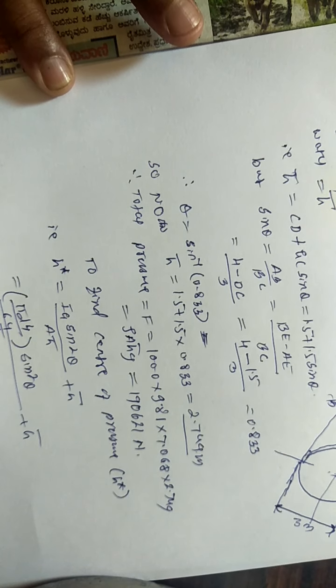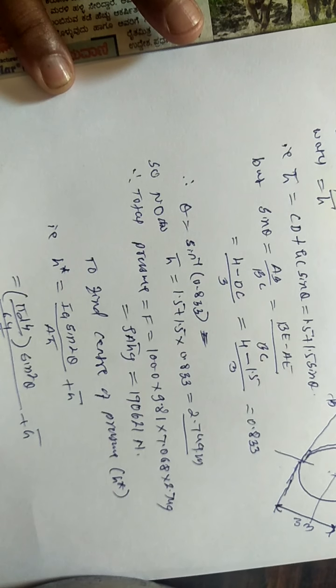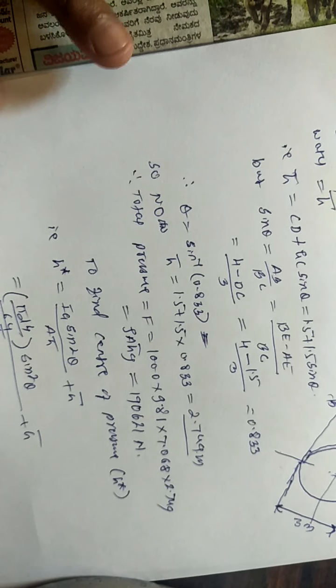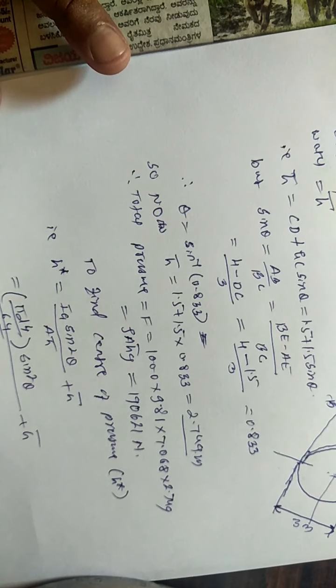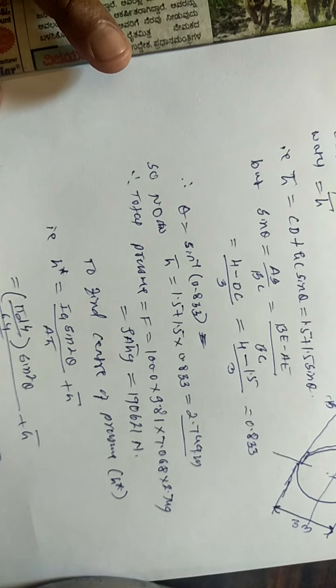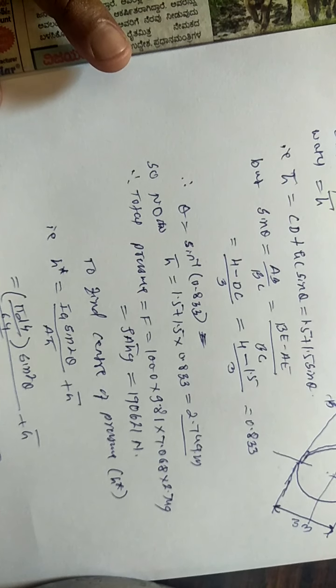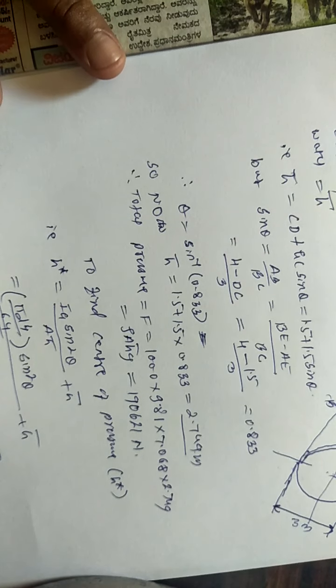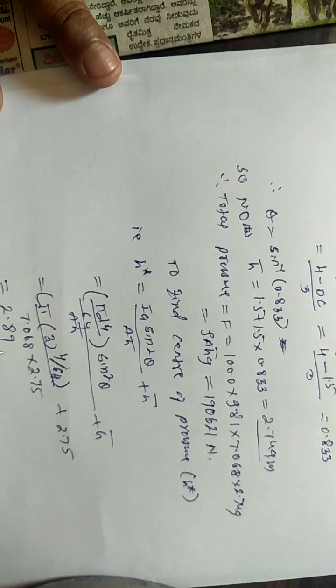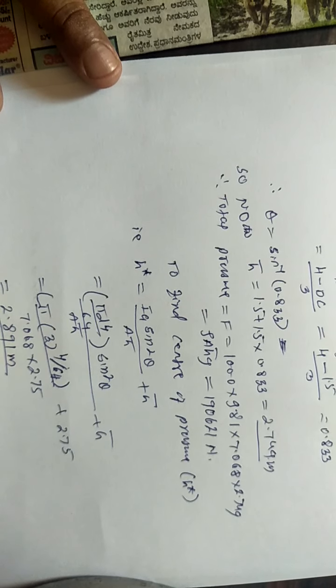Therefore pi into 3 raised to 4 divided by 64, into sin square theta, divided by 7.068 into 2.75, plus 2.75. So therefore the answer is 2.891 meter.